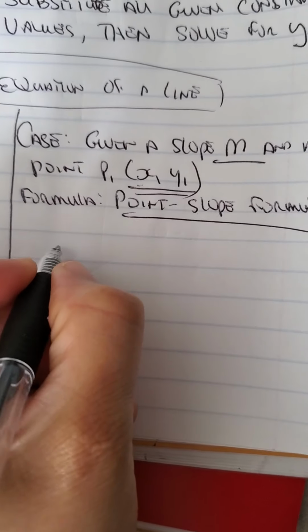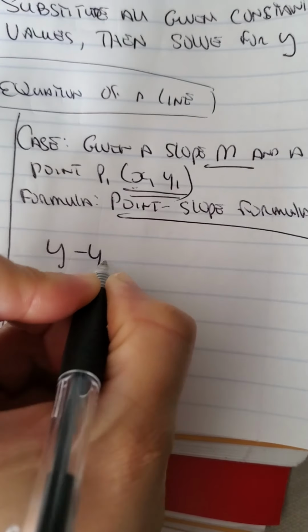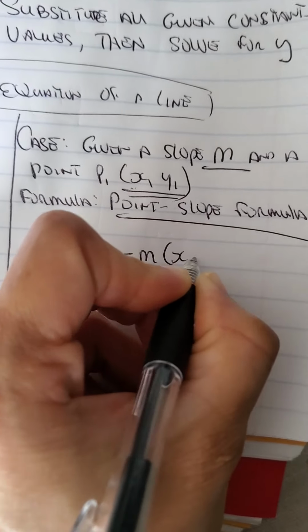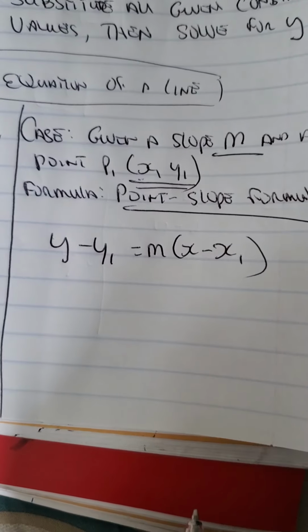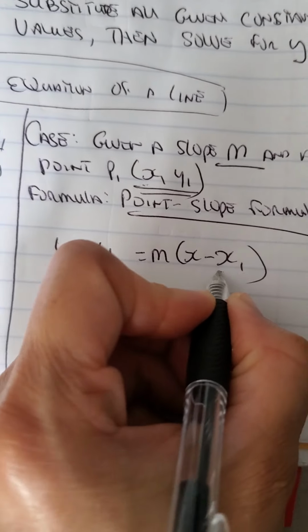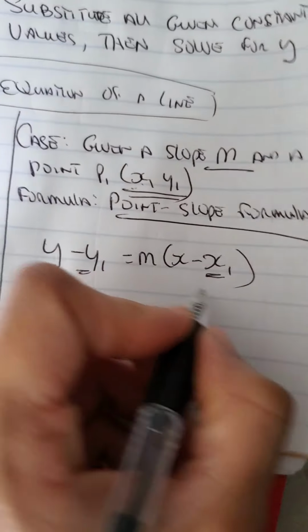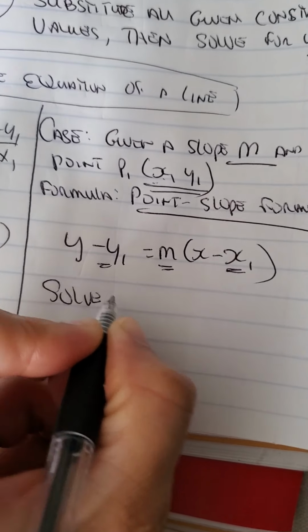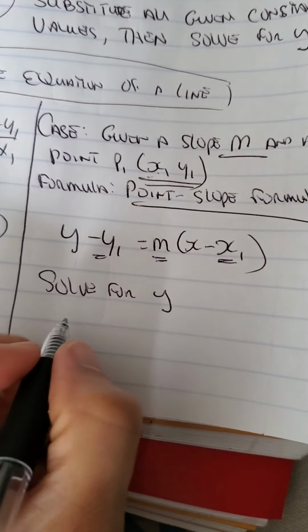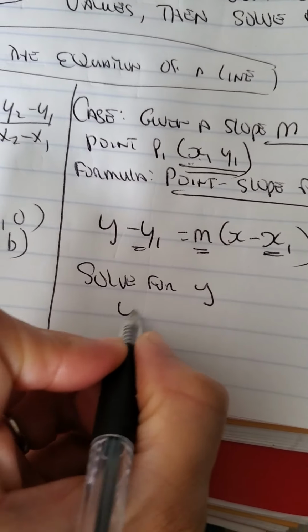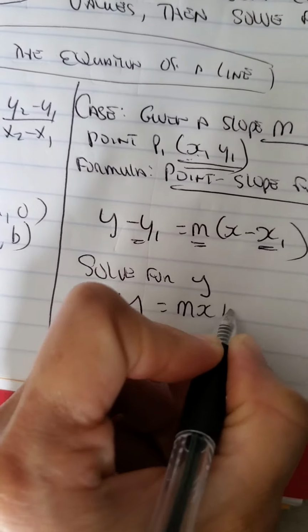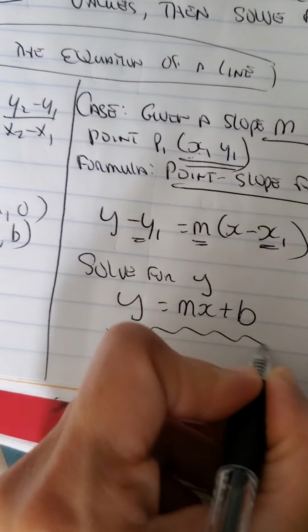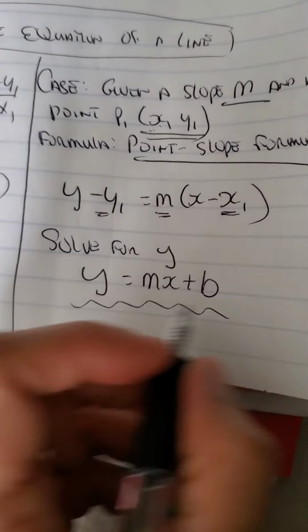So what that formula looks like, it will be y minus y1 equals m times x minus x1. So here you'll just plug in values for your x1, y1, which is given here, and your m. And then you'll solve for y so that you'll develop this equation that looks like y equals mx plus b. Basically, this is how an equation of the line is usually supposed to be in this form.